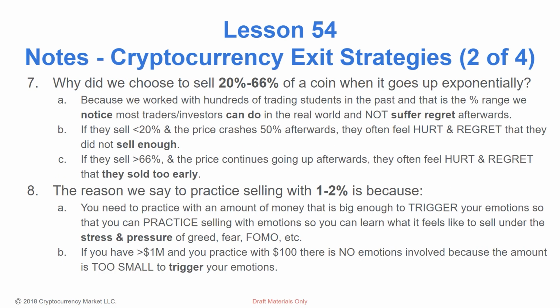Why did we choose to sell 20 to 66% of a coin when it goes up exponentially? Because we worked with hundreds of trading students in the past, and that is the percent range we noticed that most traders and investors can do in the real world and not suffer regret afterwards. For example, in the past, when I told my students to sell 80%, big chunks of profit at one time, and then the market continues going up, they only had 20% of their portfolio left, and they felt a lot of regret, and they couldn't do that.